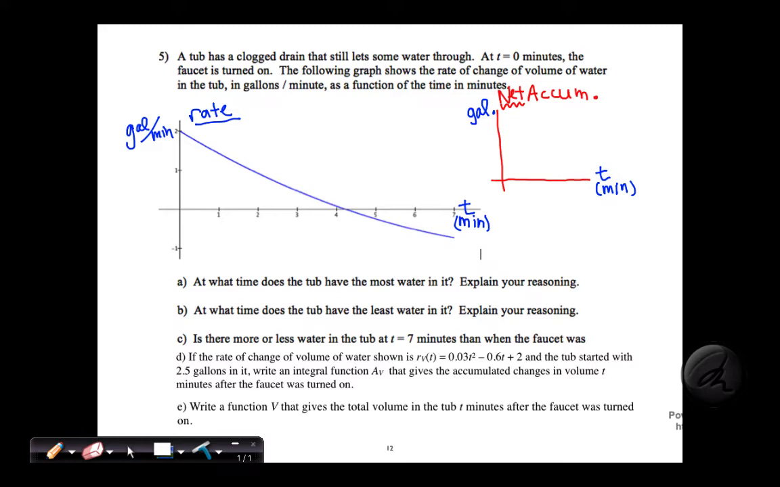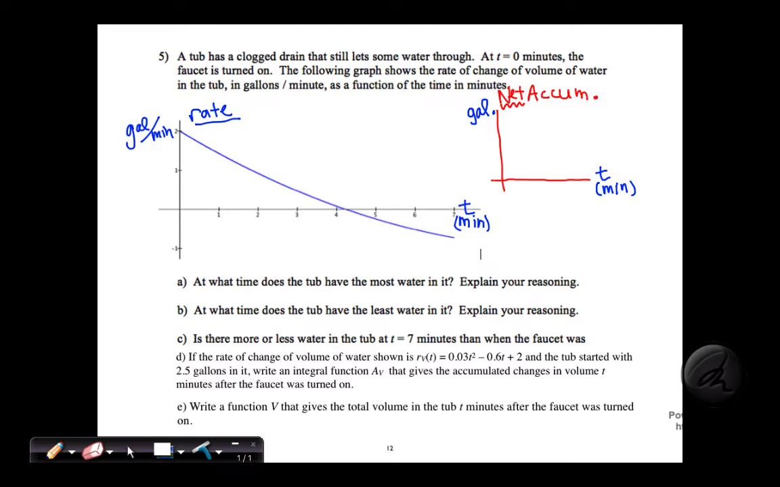So positive 2 as a rate means increasing by 2 gallons per minute, although I wouldn't want to say that in the first minute the volume increased by 2 gallons, because why? Yeah, it's not a constant. It's starting at 2, increasing at 2 gallons per minute, but as time goes on, my rate is becoming smaller and smaller. So by time 1, is the volume of the water growing or shrinking?